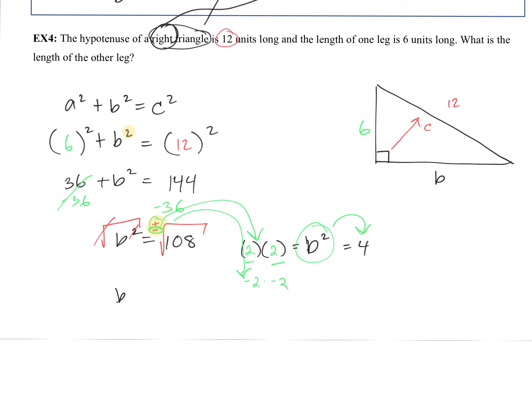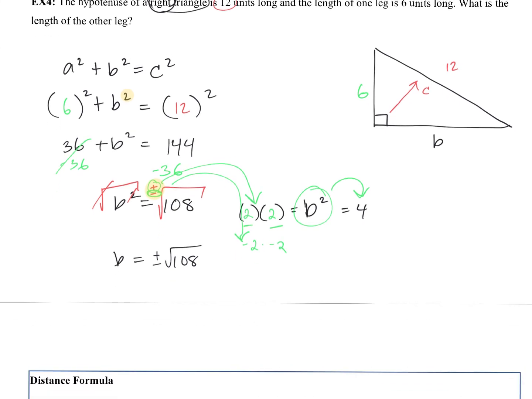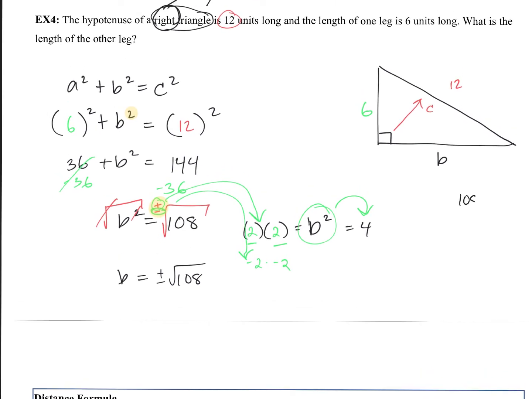All right, moving along. So b equals plus or minus the square root of 108. Now we need to see if 108 simplifies, because once again, we need to have simplified answers. Well, 108, is that divisible by 2? Yeah, that's going to be 54. And then 54 is even, so that should be divisible by 2 as well. 54 divided by 2 is 27. 27 is, I know that's 3 times 9, and then 9 is 3 times 3.